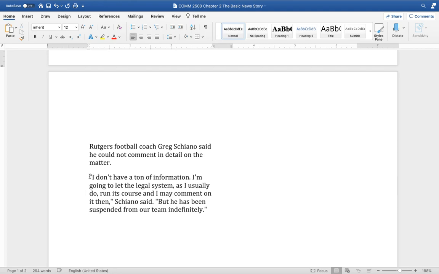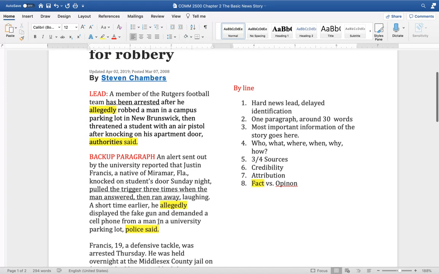So he has to say something. And so what he's essentially saying here is, I'm not going to say anything. I don't have a lot of information. I'm going to let the legal system run its course. But he's definitely been suspended from the team. The reason I'm laughing is because he says, I'm going to let the legal system run its course, as I usually do, which means he's been in this position before about being asked about football players who've run into legal problems. That's kind of funny.